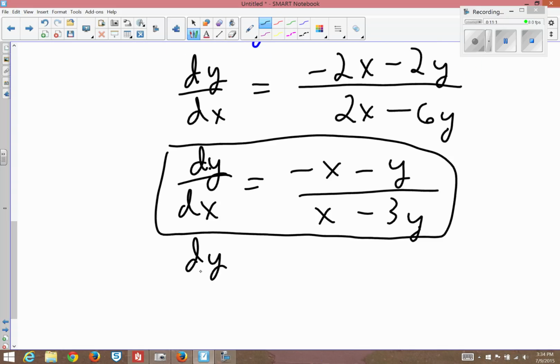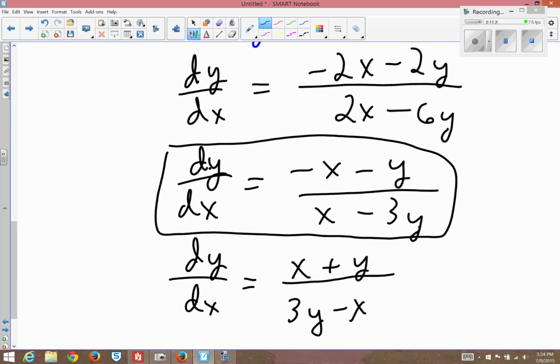Also, if you want to, this is not required, you can multiply this numerator by -1, as long as you multiply the denominator by -1. And this is the answer that is given in the textbook. But there's nothing wrong with the answer that's above it. Those are equal.